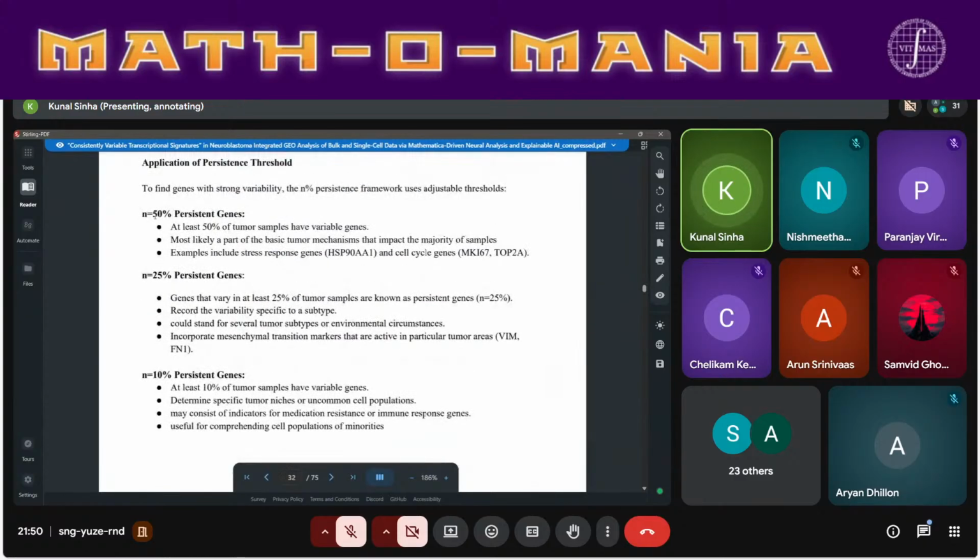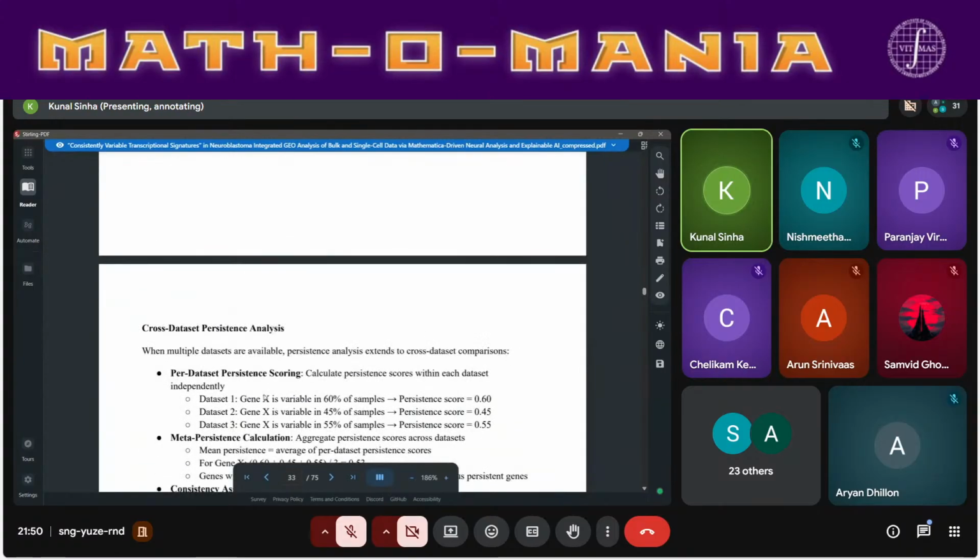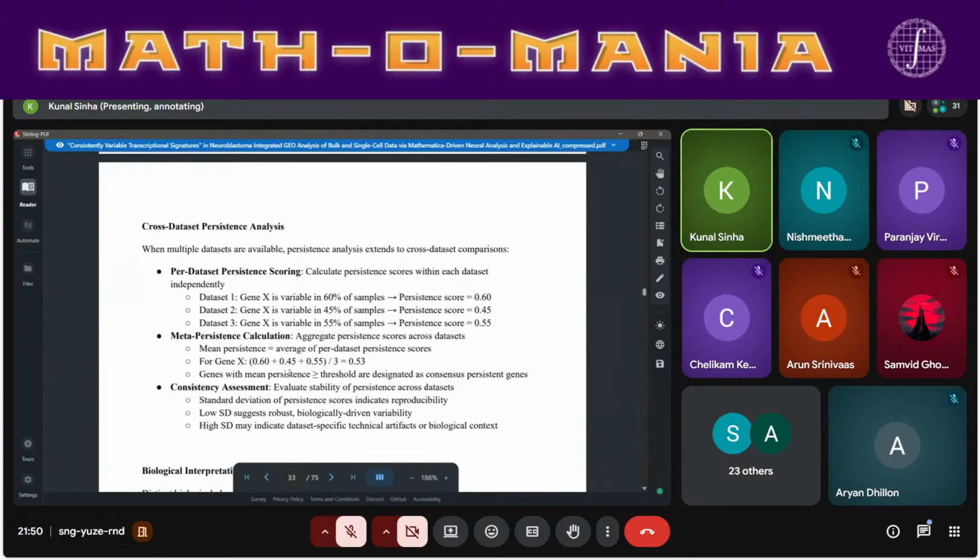So as you can see, we have different windows for persistence. Now, consistent variability and persistence are interchangeable terms in this paper. As you can see, gene X is variable in 60% of samples, so it gives a persistence score of 0.6. So a persistence score of X means that that particular gene is variable in X% of data sets, basically.